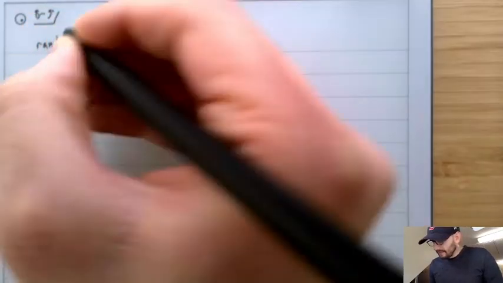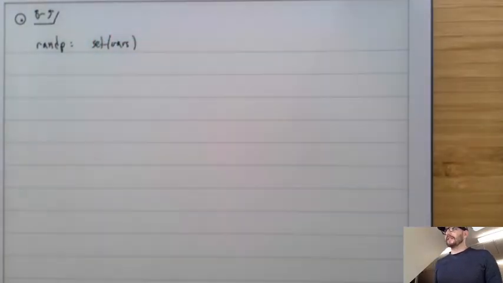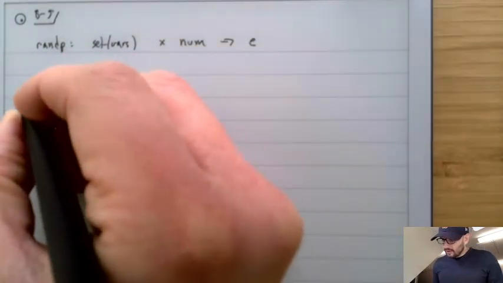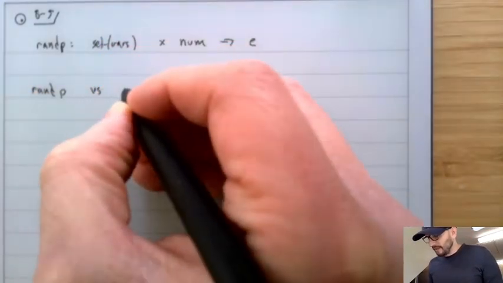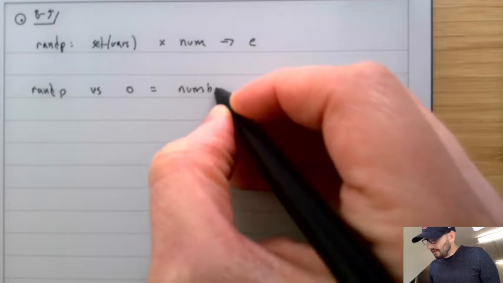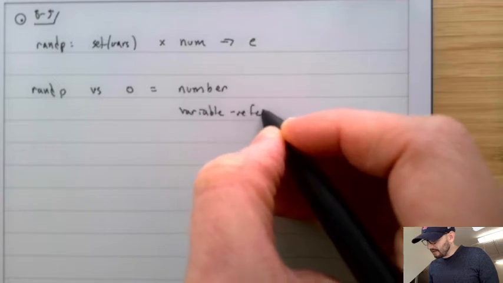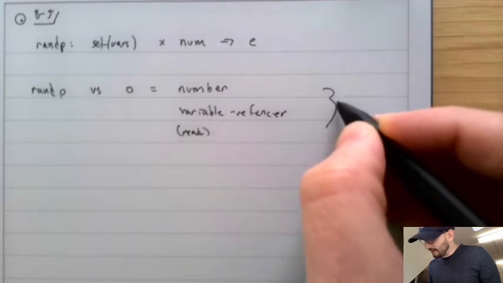Because remember how the random program generator worked. It was the randp function, and it took as an argument a set of variables, which were the variables that it had defined previously. And then it took a number, and then it returned an expression. When you call randp with some set of variables and 0, it would randomly pick one of a number, or it would choose a variable reference, or it would choose read. And it would choose these randomly.